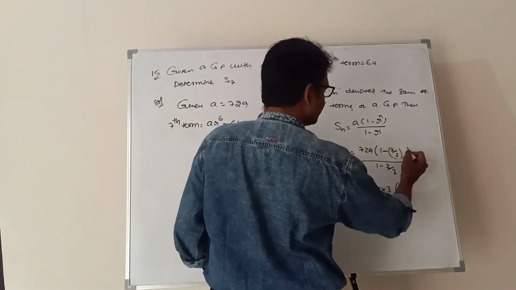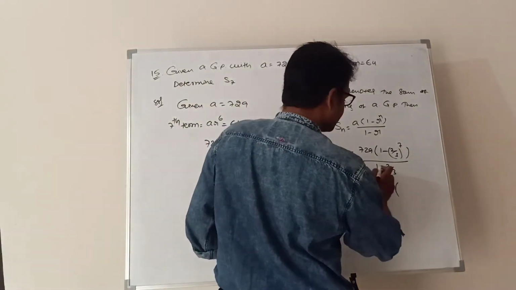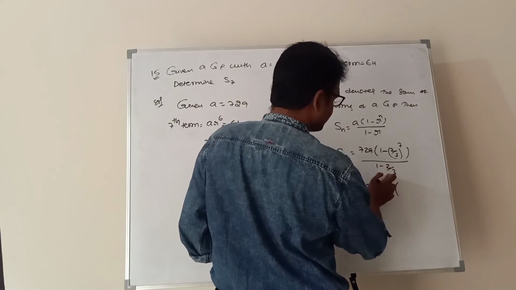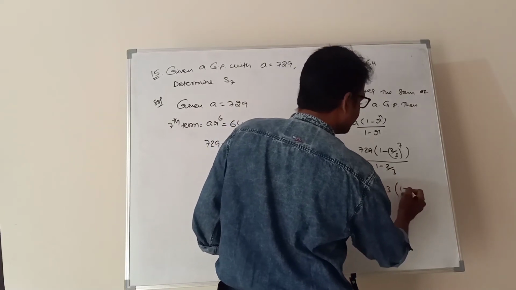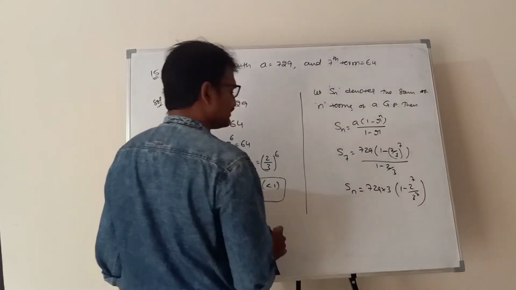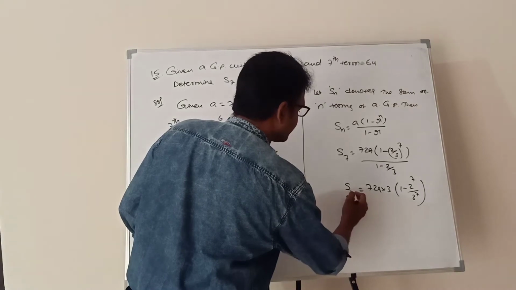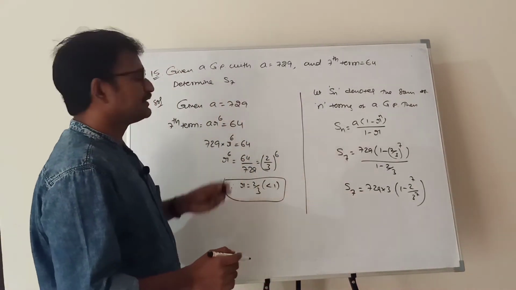S7 is equal to (1 minus (2 by 3) whole power 7). So 1 minus 2 by 3 means 1 by 3, so 3 will come here: (1 minus 2 power 7 by 3 power 7). Simplify this, then you will get the value of the sum of 7 terms of a given GP.